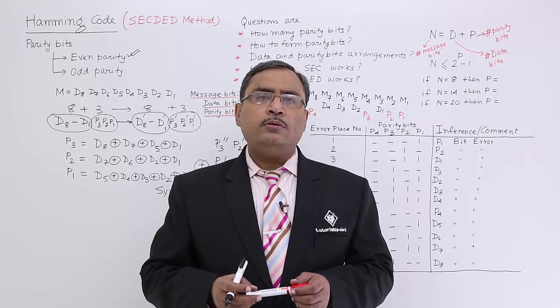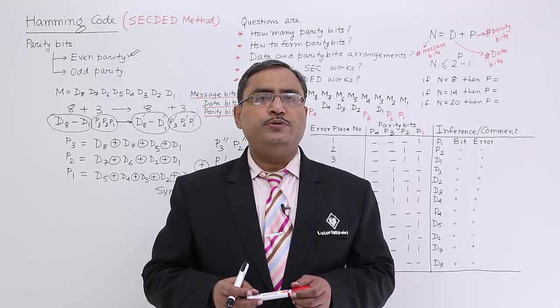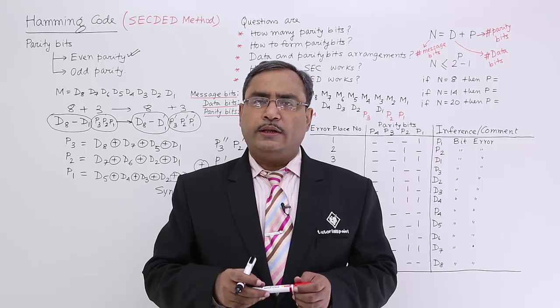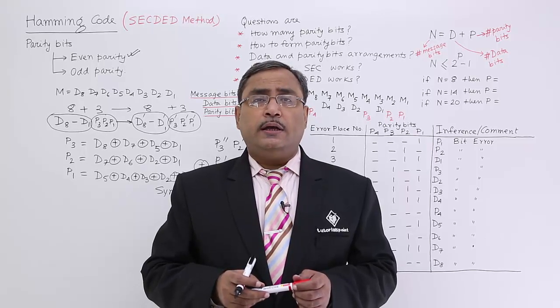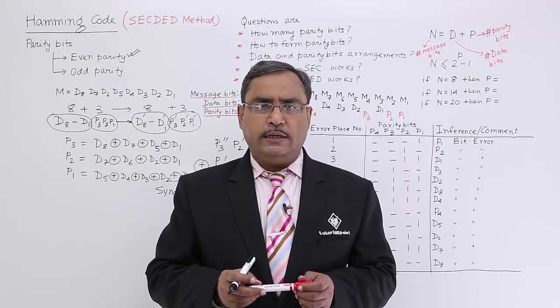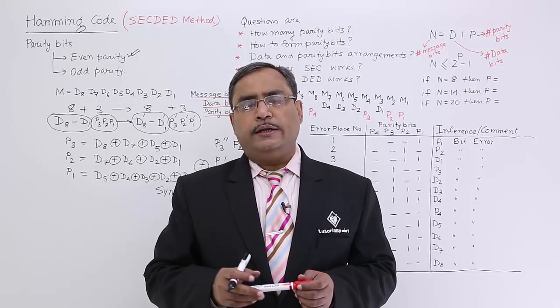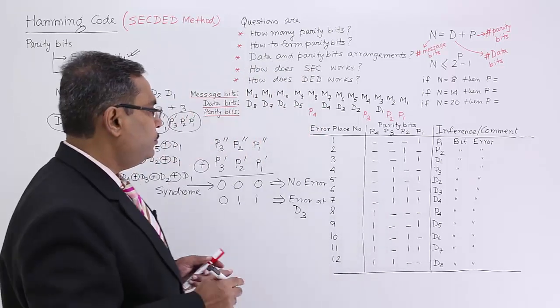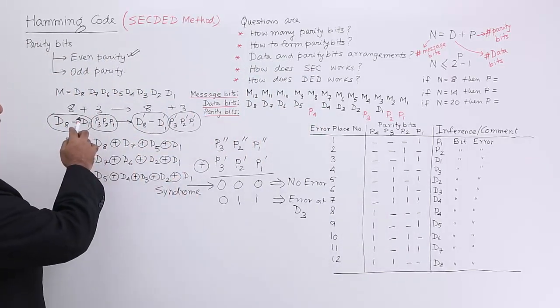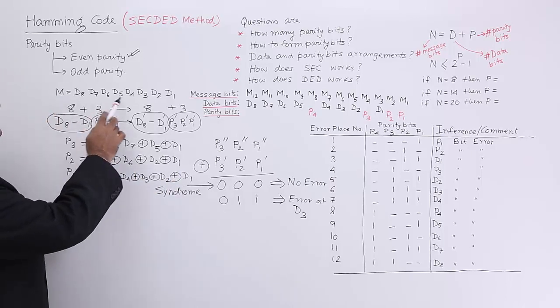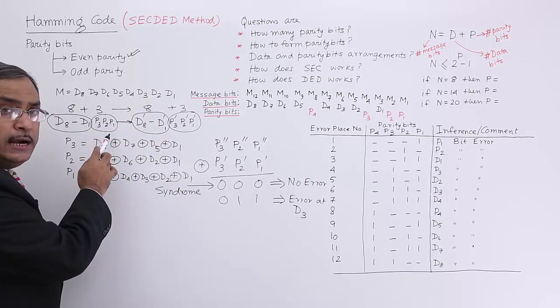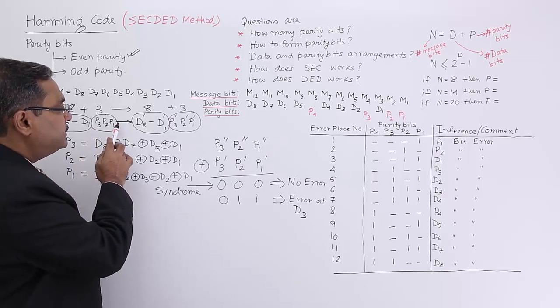So in this video, we are continuing the concept which we shared in the earlier one. That means how exactly the SEC method, that is single error correction, works in the case of this Hamming code. Now we have discussed this one. We saw that these are data bits, and we are arranging some parity bits here.